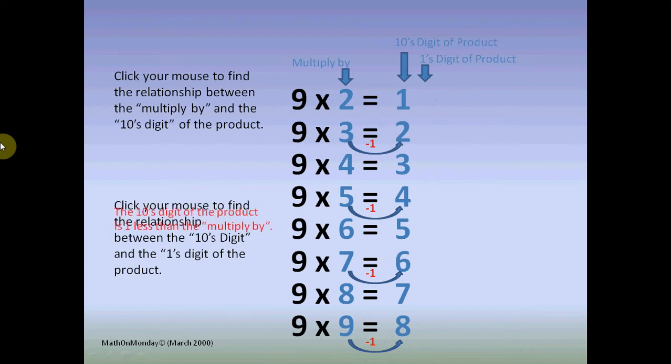Is there a rule? The tens digit of the product is 1 less than the multiply by. Kind of cool. I love nines. Nines are such an interesting number.